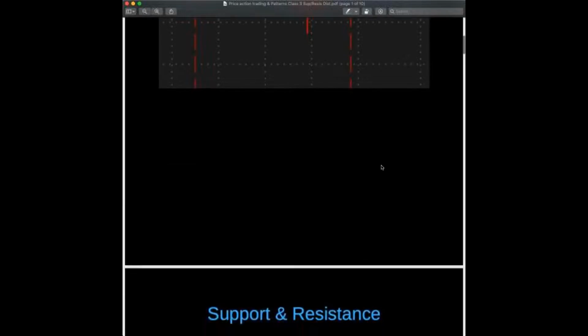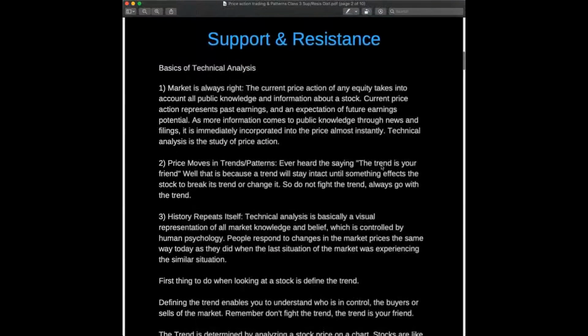So, support and resistance. Support and resistance is the basics of technical analysis. Number 1, the market is always right. The current price action of any equity takes into account all public knowledge and information about a stock. Current price action represents past earnings and an expectation of future earnings potential. As more information comes into the public knowledge through news and filings, it is immediately incorporated into the stock price almost instantaneously.